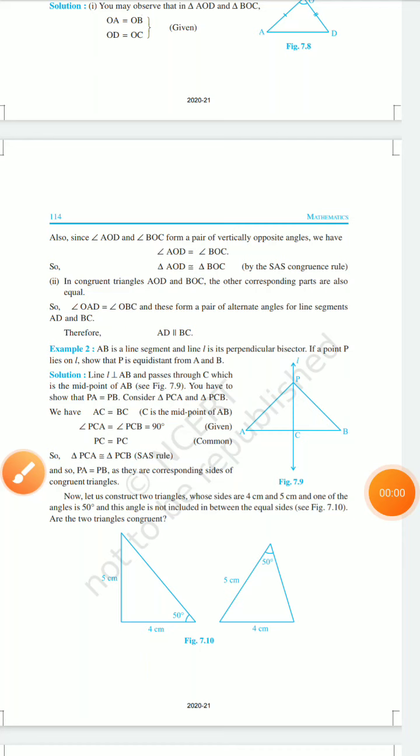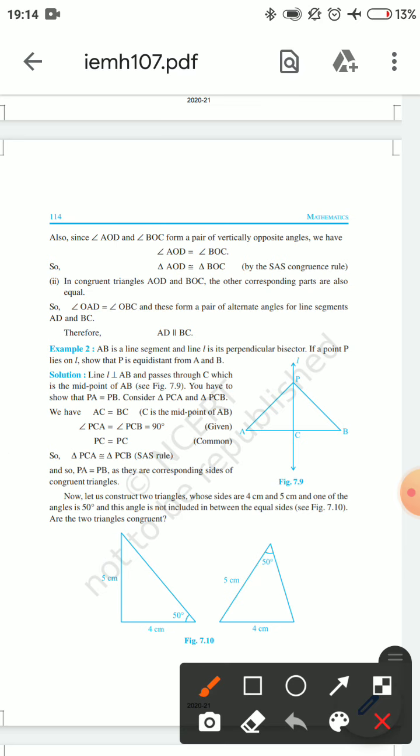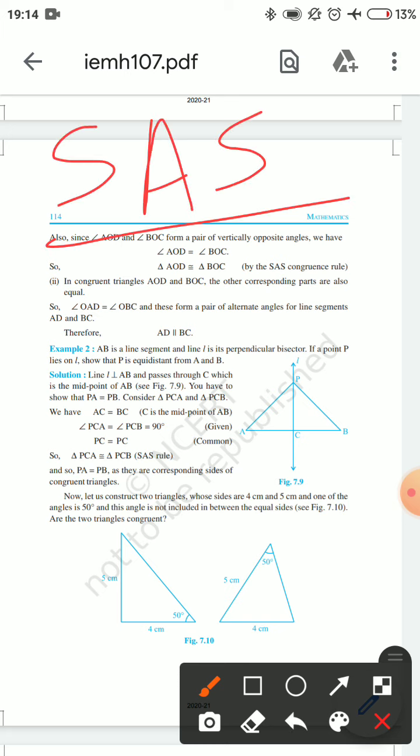Hello students. So in the last video we discussed some criteria for the congruency of triangles, right? And we understood what actually congruency means. Now we will see these rules of congruency one by one. Okay, so the first rule of congruency was side angle side congruency, that is SAS congruency, side angle side.